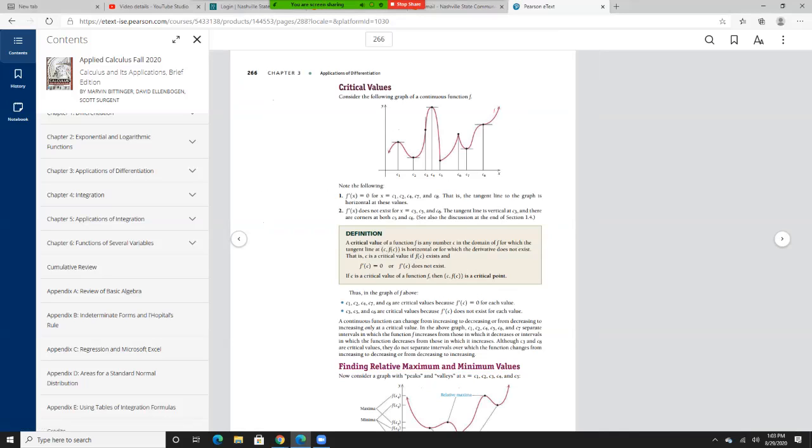So let's talk about critical values. Remember earlier, I told you that if we want to figure out where the graph reaches a maximum or a minimum value, we need to figure out where the derivative is 0 or where the derivative is undefined. So let's look at this graph here.